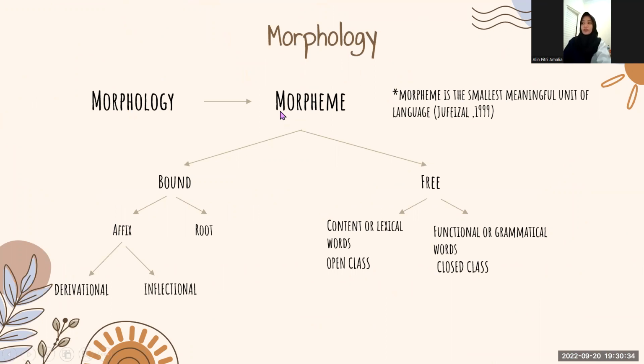Morphology studies morphemes. But what is a morpheme? According to Faisal, a morpheme is the smallest meaningful unit of language. Morphemes are divided into bound morphemes and free morphemes. Bound morphemes are divided into affixes and roots. Affixes are further divided into derivational and inflectional, while free morphemes are divided into content or lexical words, or open class, and functional or grammatical words, or closed class.